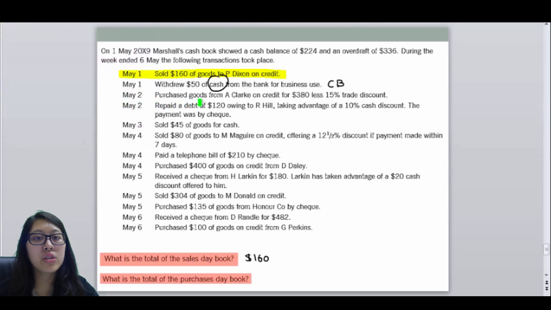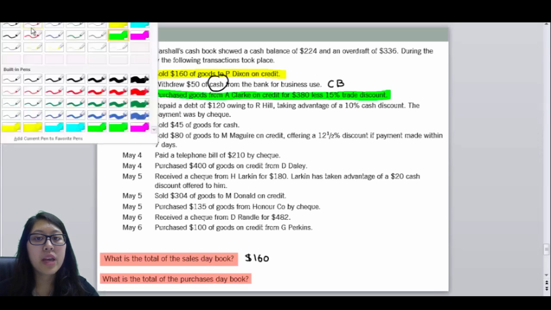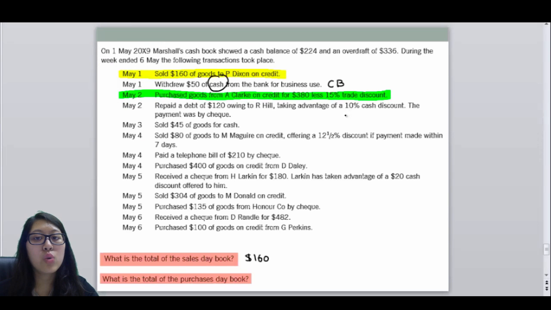May 2, purchased goods from A. Clark on credit, $380 less 15% trade discount. Okay, so this is obviously a purchase on credit because it says it was on credit. And the figure, however, would be after deducting that trade discount, because we're not paying $380 anymore, and we're going to owe him the net figure, which would be $380 minus the 15% discount, which would be $323.